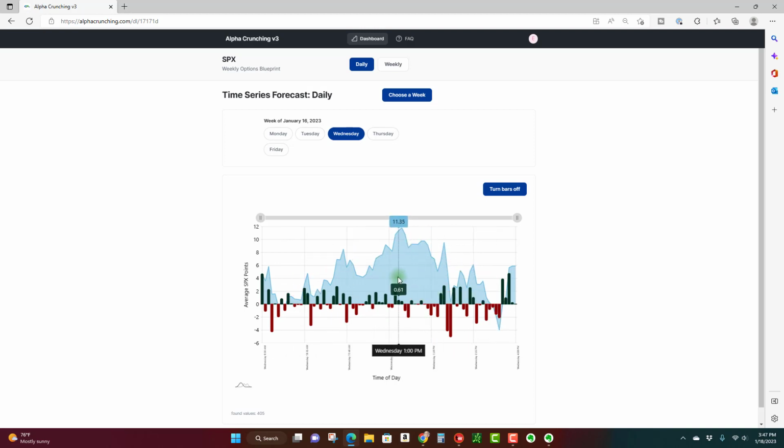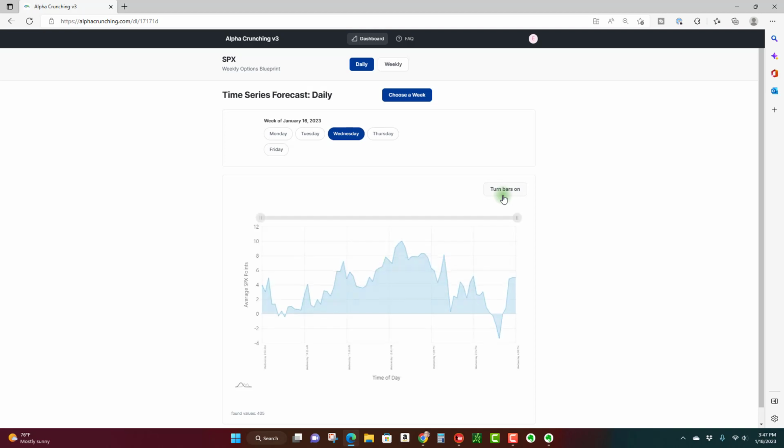There needs to be some awareness of the magnitude of what this chart is saying, right? So when you turn the bars off, and if you ignore the average SPX points, you're going to say, oh, there's a trend upwards. Well, if that trend was 2 points, then it's really not a trend in my book.